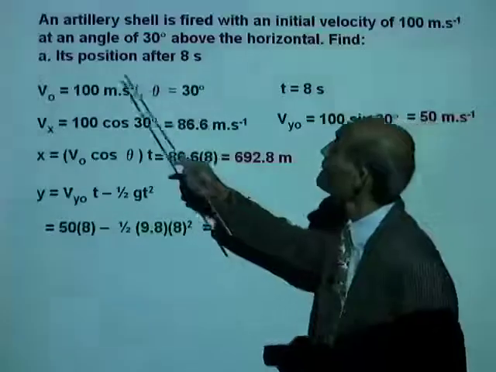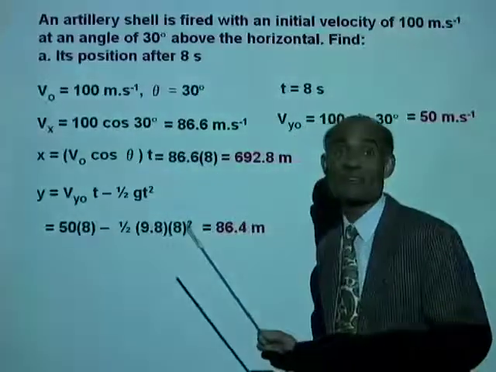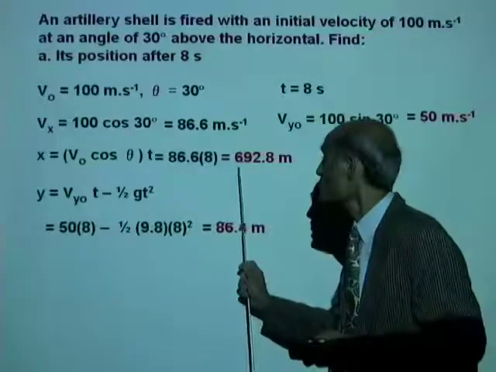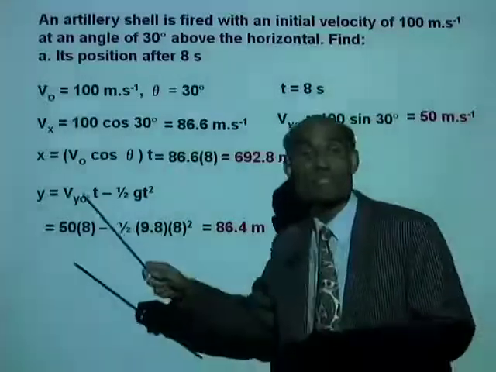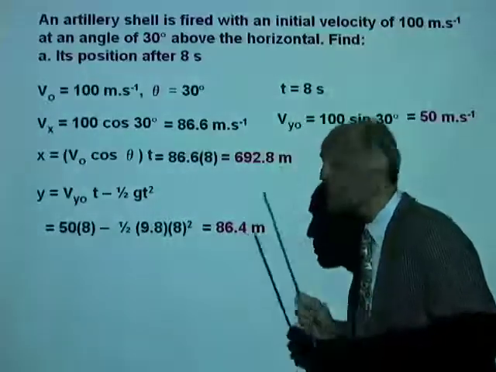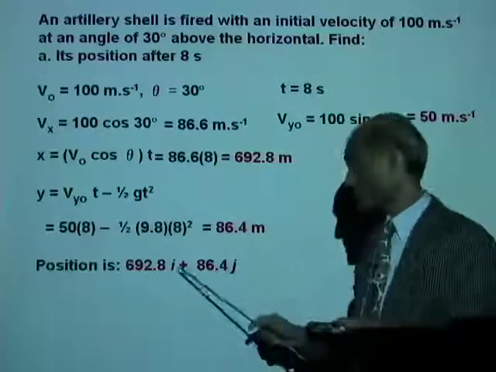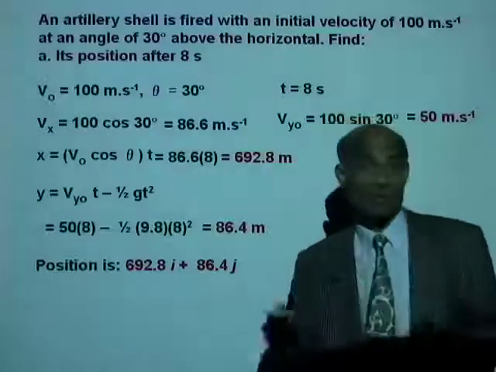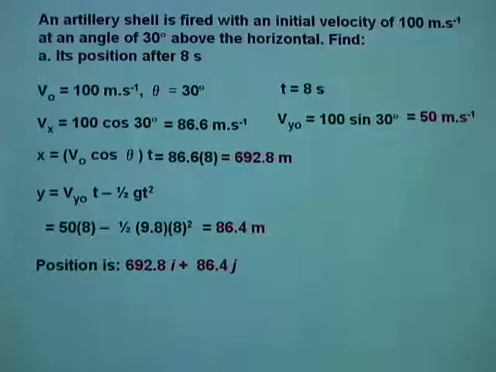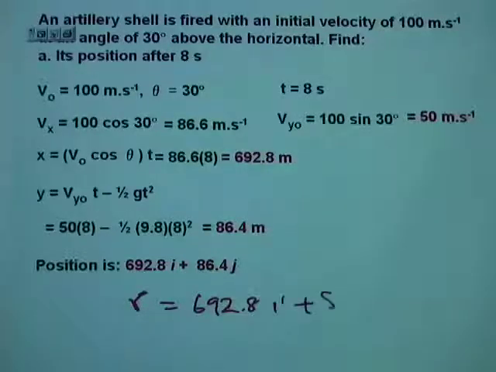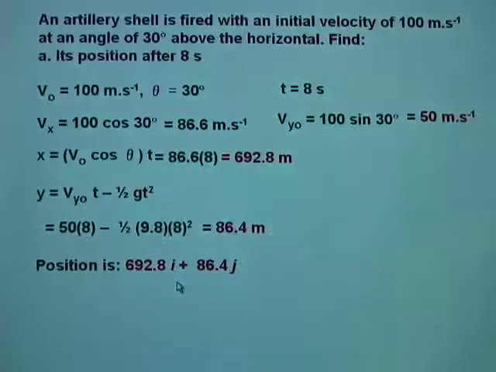And so, what is its position after 8 seconds? Its position is 692.8 meters i plus 86.4 meters j. Is that right? Okay. So, in other words, we should be able to write the position at that time as r equal to 692.8 i plus 86.4 j. That is the position at that particular given time.